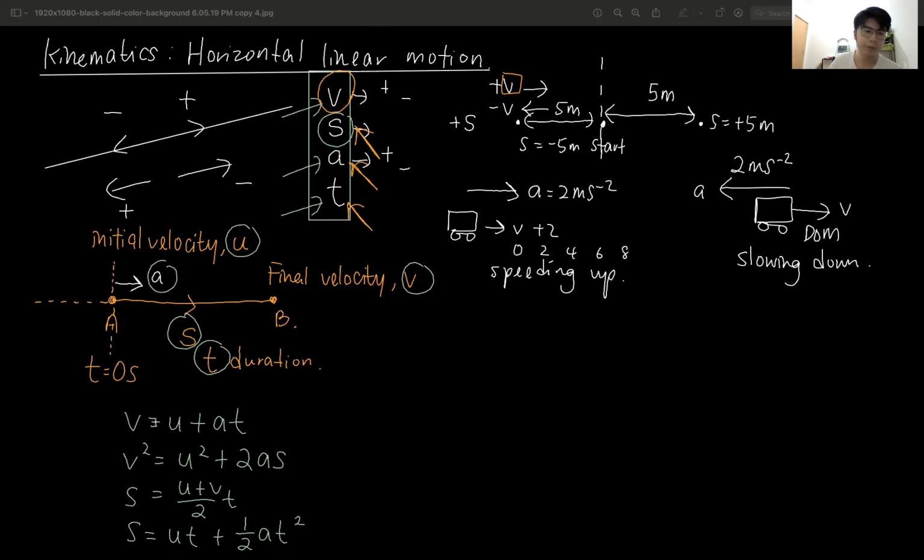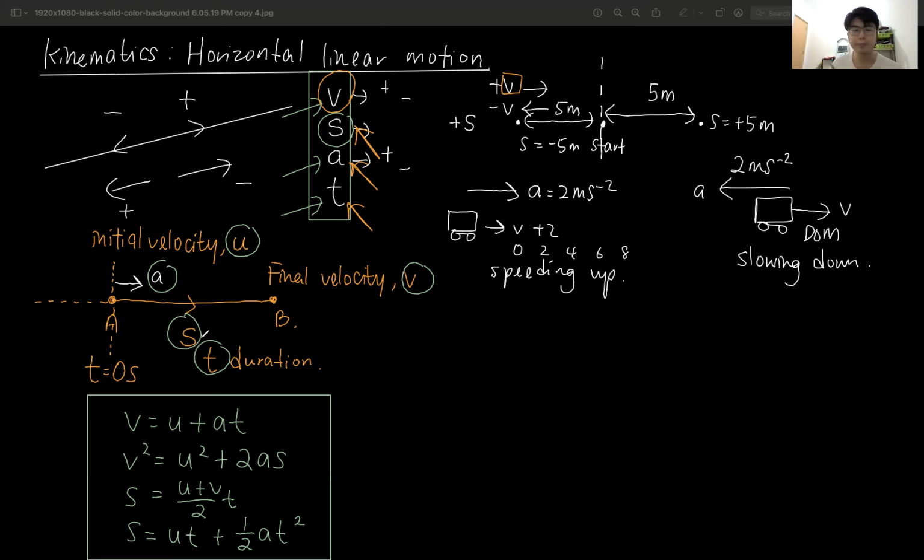These 4, do you need to memorize them? Yes, you need to memorize them, but you don't need to purposely go and memorize them, because when you do a lot of exercises, automatically you will memorize them. Memorizing makes it easier when you solve the questions. Now I will show you how to solve questions using these 4. Really, for horizontal linear motion, it's all about these four equations. Now let me show you one example.